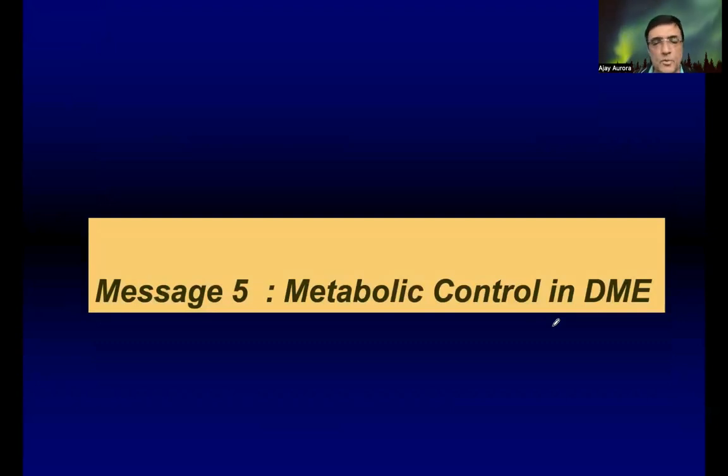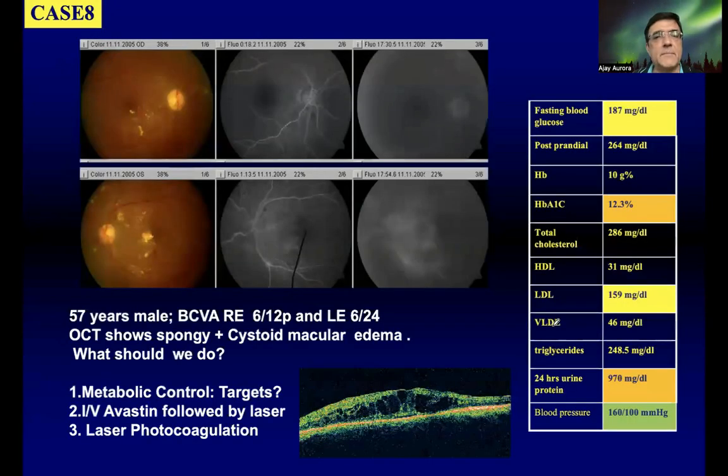Now, metabolic control in diabetic macular edema is extremely important. Like in this particular case, a 57-year-old male, best corrected visual acuity of 6/12, left eye 6/24. OCT shows a spongy and a cystoid macular edema. What should we do? So this patient, ideally, we should have said, okay, let's do a metabolic control, and let's give an anti-VEGF injection like an Avastin or other anti-VEGFs, and let's go ahead and see if we can do a laser photocoagulation like a grid.